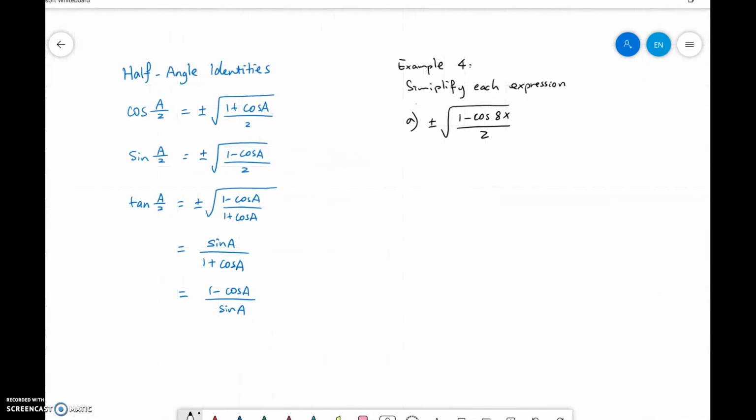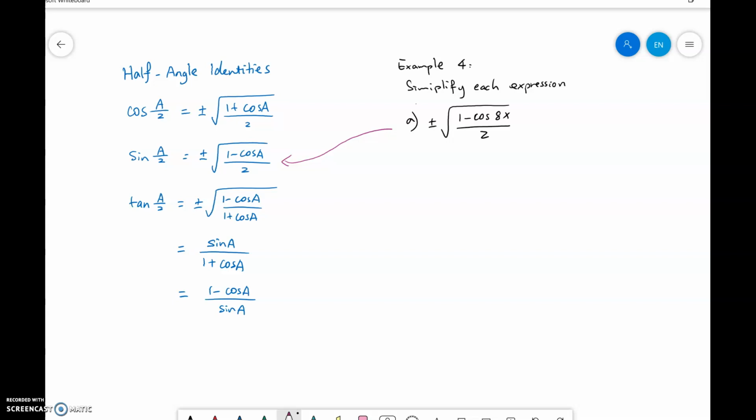So the example we have is we want to simplify the expression. The first one is plus or minus the square root of (1 minus cosine of 8x) over 2. To simplify expressions, we're first going to look at whether there are any identities we can use. Looking at the structure of the expression, 1 minus cosine over 2 and the square root, that is very similar to the half-angle part.